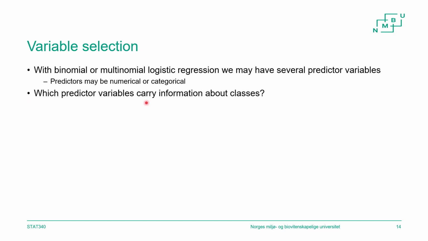Which predictive variables carry information about classes? This is typically a question that we dwell upon here in STAT340, because we are not that concerned about how correctly we classify, but we want to understand which of these predictors are the important ones for doing this classification. Where is the link, you could say, between the X's and the response, the classes?